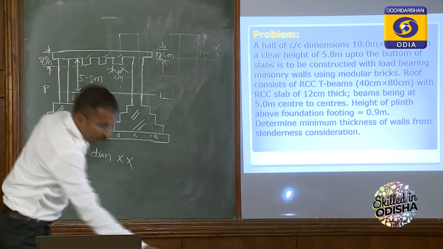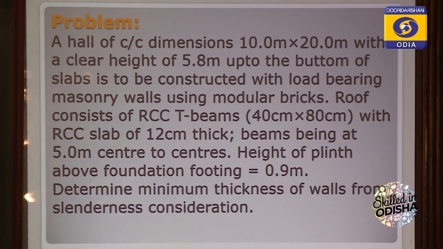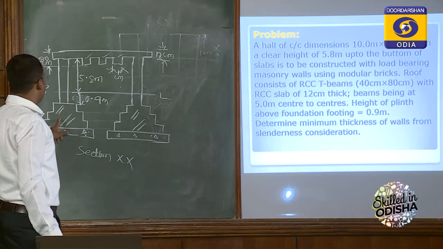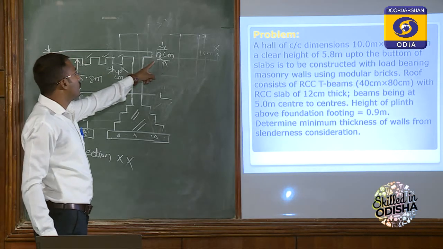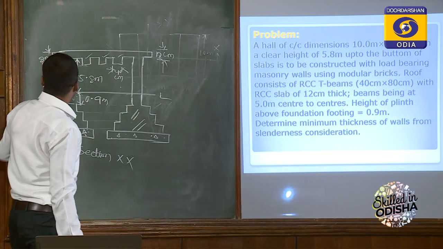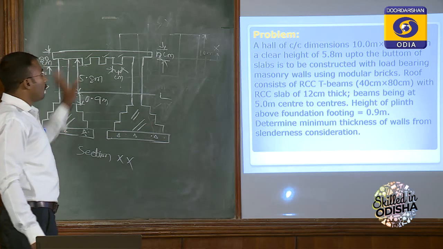You can see above foundation footing, and here this is RCC footing, this is brick, and this is also brick wall. This is RCC slab of thickness 12 centimeter, and the T-beam thickness is 80 centimeter, which is monolithic also.